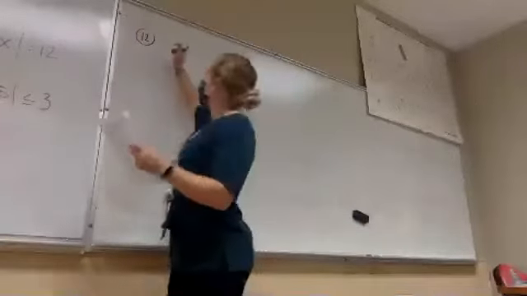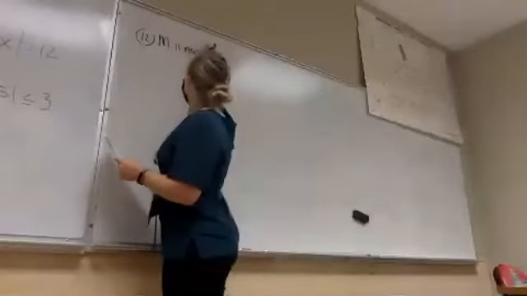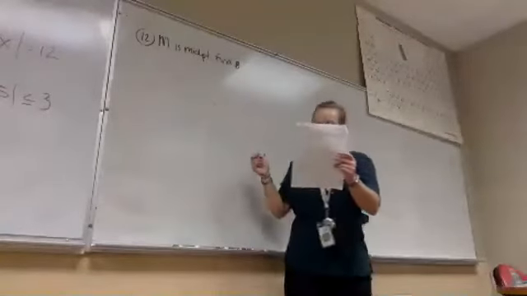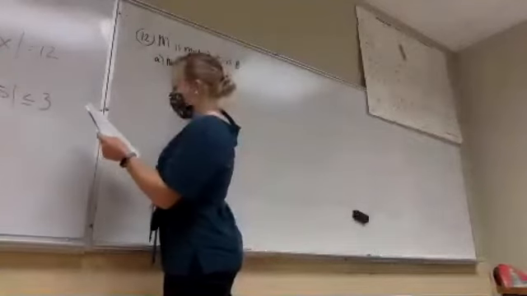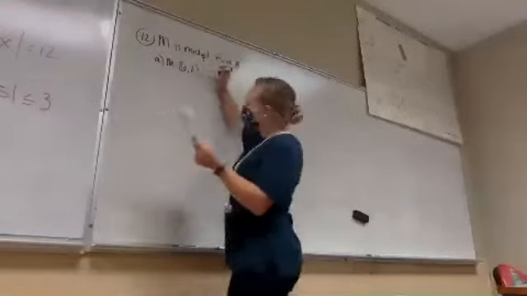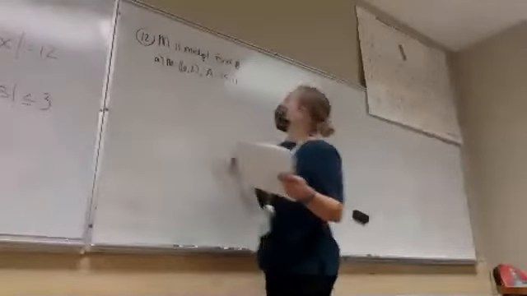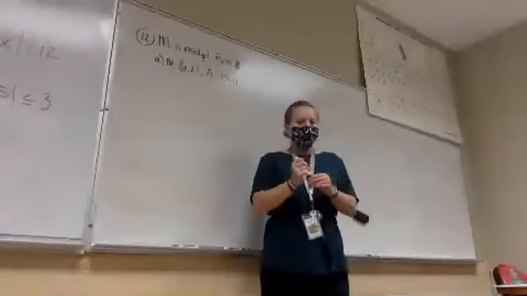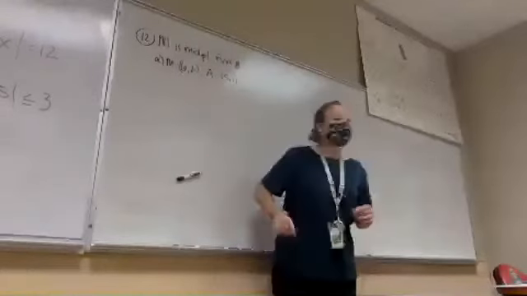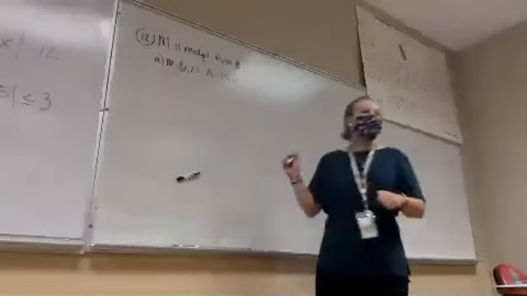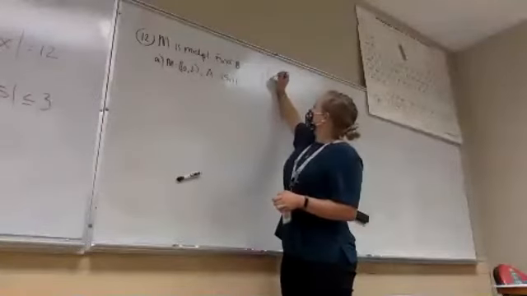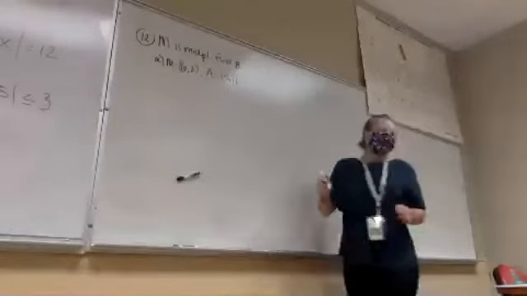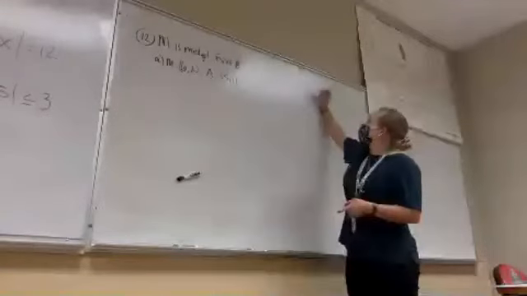M is the midpoint of AB. Find B. M is midpoint. Find B. So letter A says M is (6, 2), and A is (5, 1). What do I need to know to do this? What formula do I need to know that we've learned today? Midpoint. We learned a midpoint just like this. We did x1 plus x2 divided by 2, y1 plus y2 divided by 2. Now that is equal to a midpoint that is an x and a y.